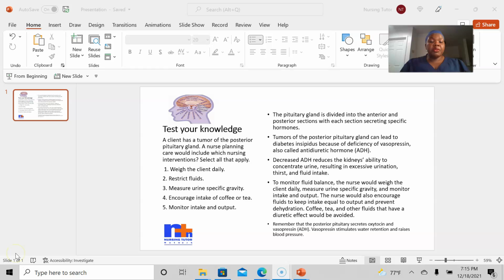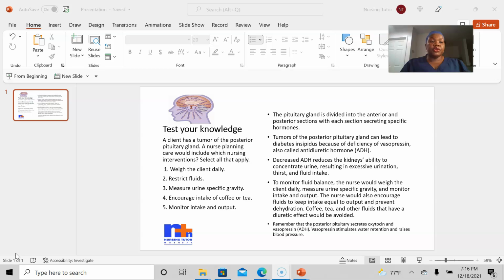You needed to remember that the posterior pituitary secretes oxytocin and vasopressin, and the other name for vasopressin is antidiuretic hormone, or ADH. Vasopressin stimulates water retention and helps raise the blood pressure.